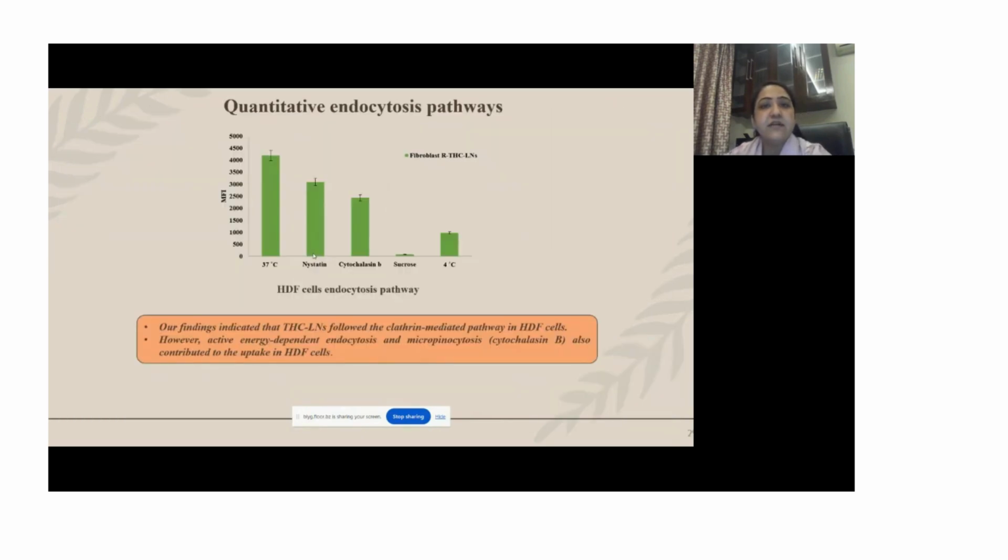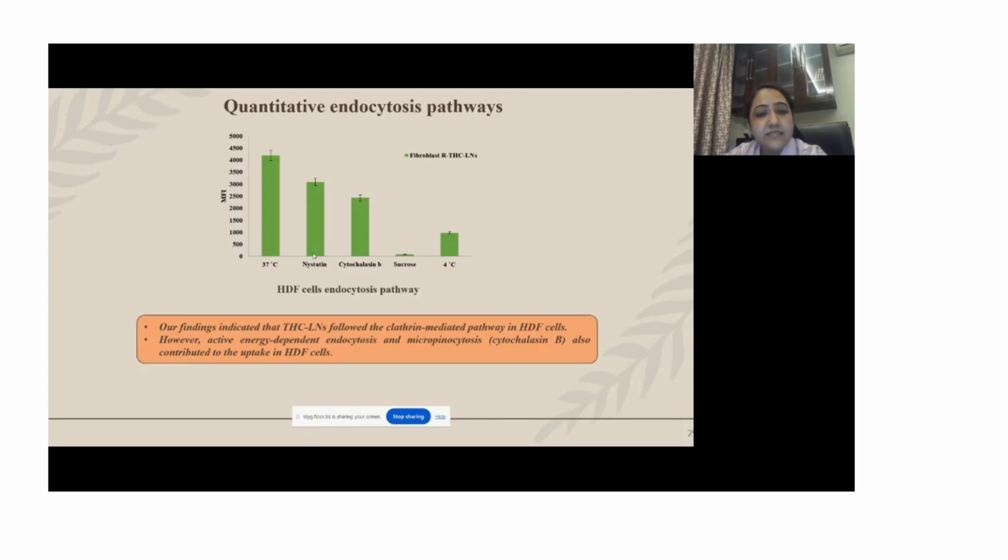Next is quantitative endocytosis pathway. I have performed with 4 temperatures. 37 degrees, nystatin I have used, cytochalasin B, sucrose for clathrin pathway, and cytochalasin B I have used for macropinocytosis and phagocytosis, and 4 degrees for energy dependent endocytosis, and nystatin for caveolae or lipid raft pathway, that I have performed for chemical inhibitors also.